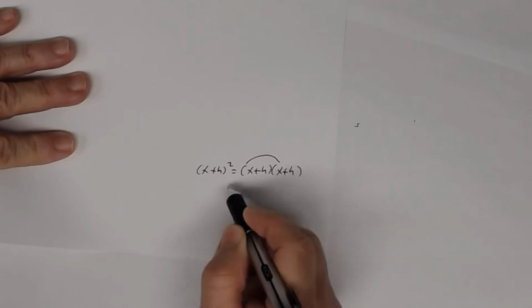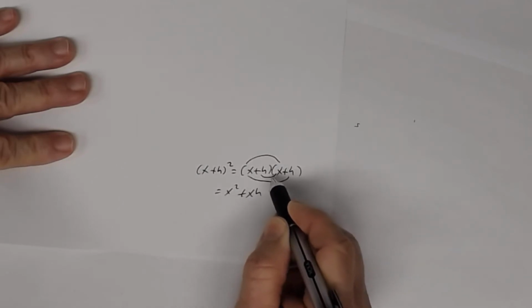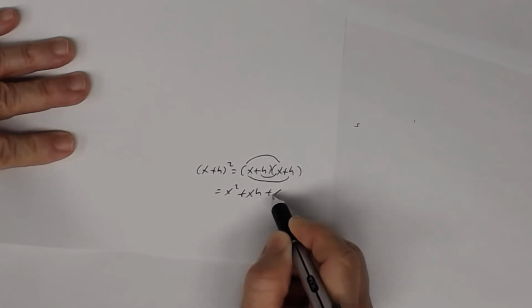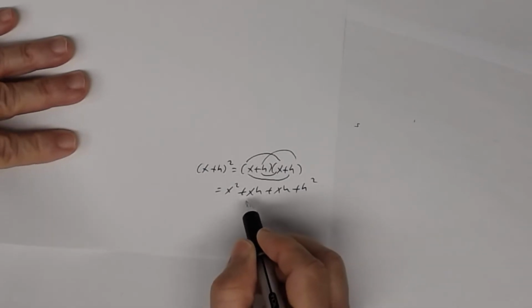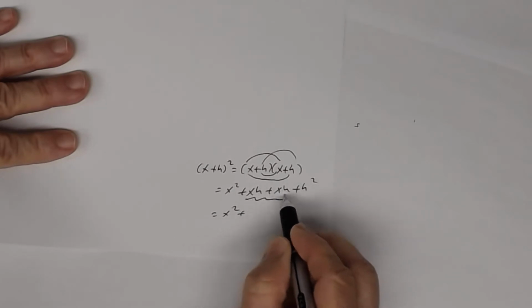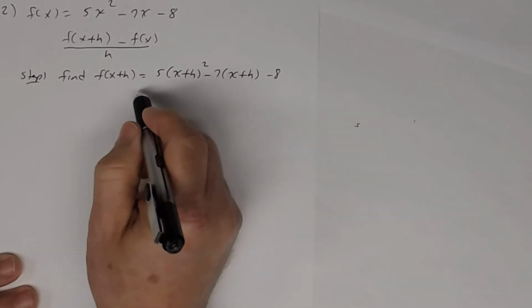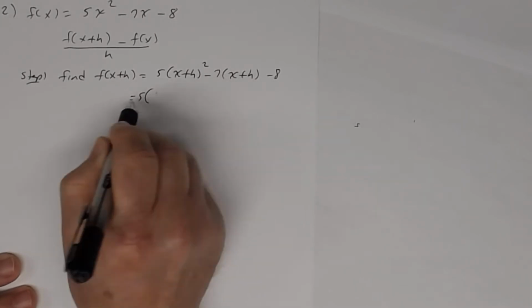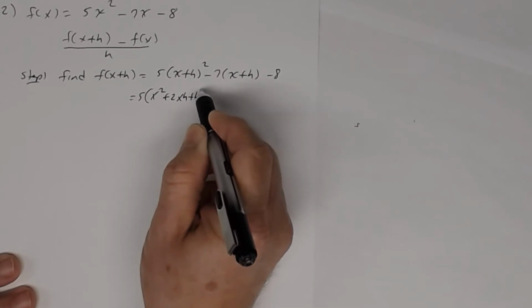So first, x times x is x squared. The outer is a positive xh. The inner, h times x, is also xh. And the last, h times h, is h squared. Combining like terms, I get x squared plus 2xh, and then plus h squared. So that part goes here. Okay, so now this becomes 5 times x squared plus 2xh plus h squared.